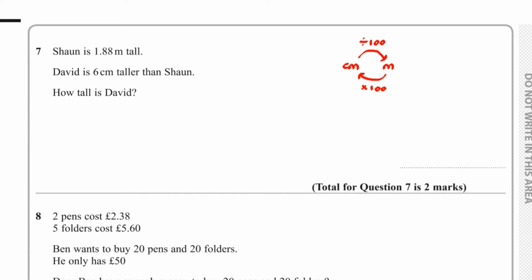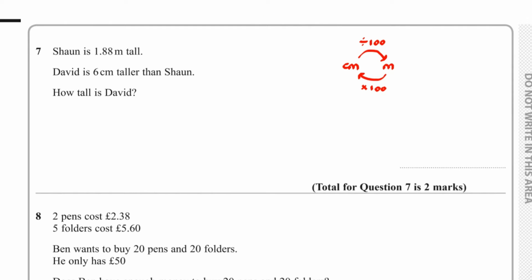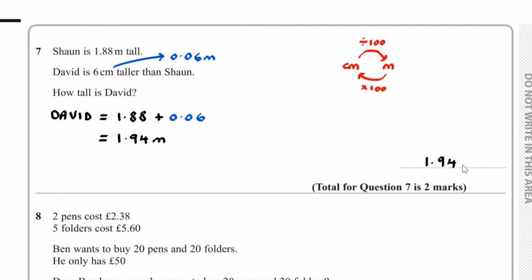And so therefore, if we were to convert the 6 centimeters into meters, we would have to do 6 divided by 100, which is 0.06. So therefore, the 6 centimeters is the same as 0.06 meters. Now, we know that David is 0.06 meters taller than Sean, so the height of David, we've got Sean's height 1.88, and then we add on to this the 0.06, and it turns out we get 1.94 meters. So we have 1.94 meters.